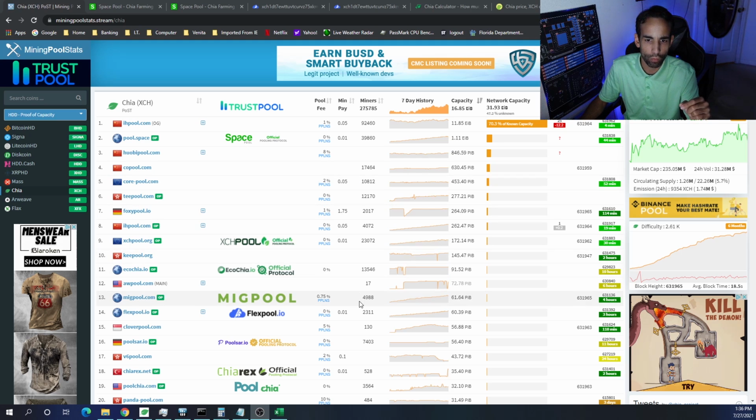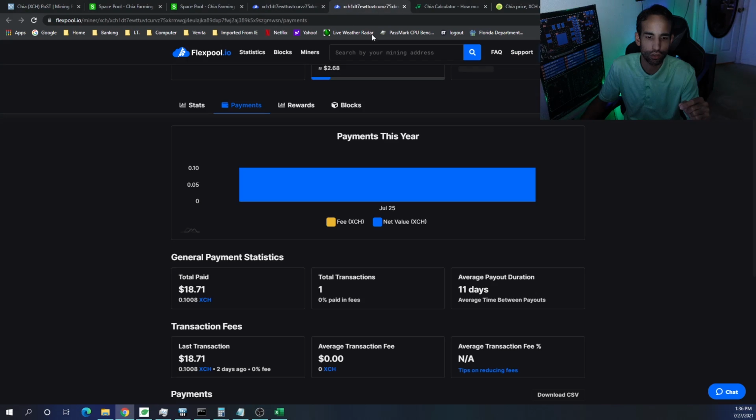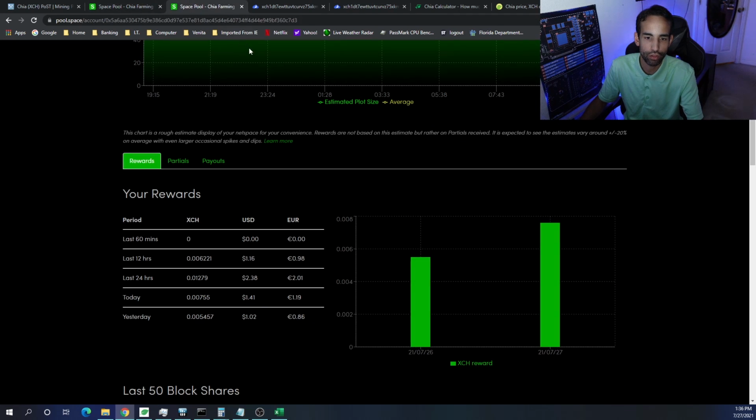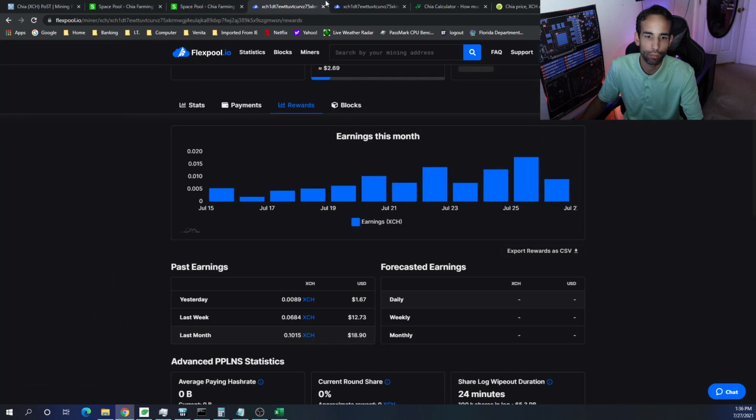And then Flex Pool, it says 0.01, but it actually took me quite a minute to get that payout. Let me scroll down here. So you can see their numbers, it took me 11 days to get a payout of 0.1 Chia. I have about 70 terabytes of storage, and I'm going to give you a bunch of numbers here in just a minute. The numbers on Space Pool are inaccurate, and the numbers on Flex Pool are inaccurate because I switched over.